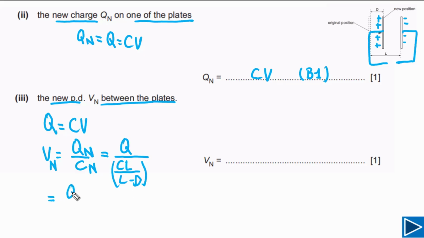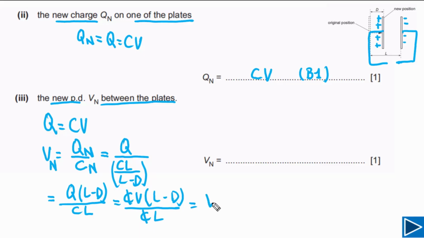We can write down here we have Q times L minus D, and this is divided by CL. But Q is equal to CV, so we can replace Q with CV. So we can write down CV times L minus D, and this is divided by CL. So we can cancel C with C, so we are left with V times L minus D divided by L, and this is the new value Vn.